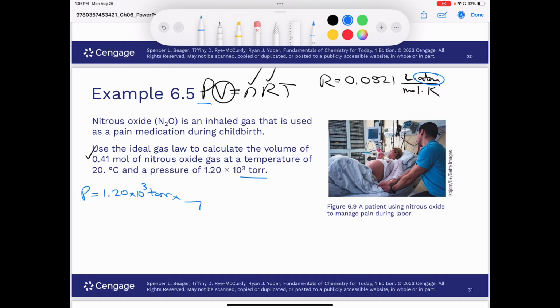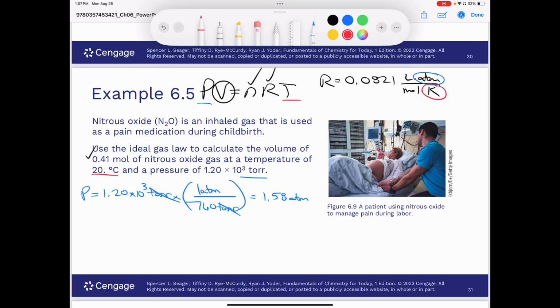And we know that we have 760 torrs in 1 atmosphere. Let me try to make a neater line here. So we see that torrs cancel out, and we end up with 1.58 atmospheres. Next, they've given us the temperature as 20 degrees Celsius, but we need the temperature in Kelvin.